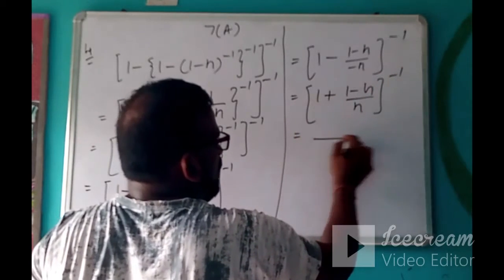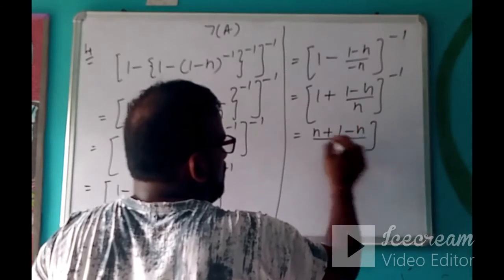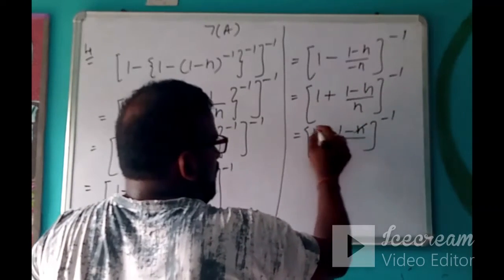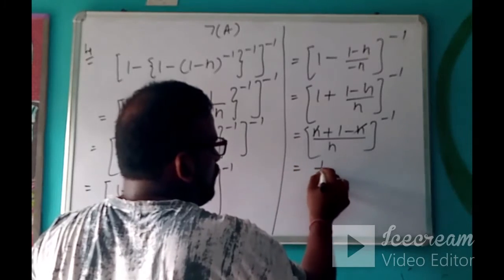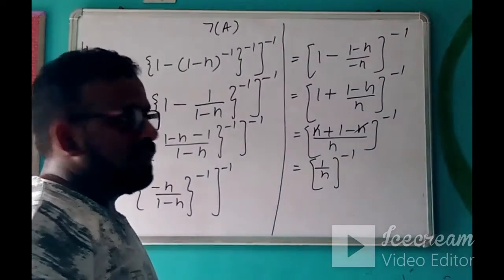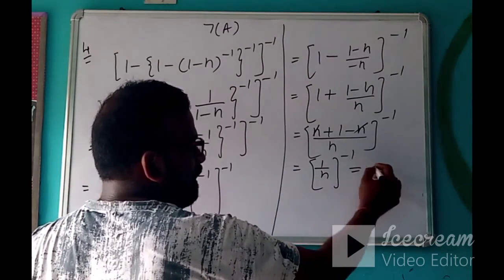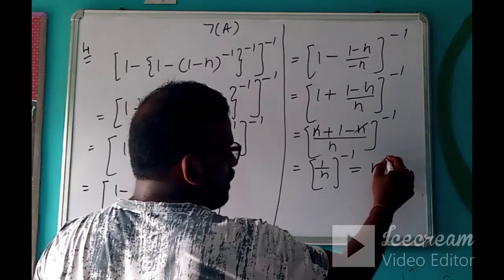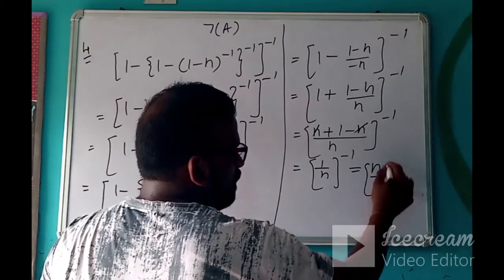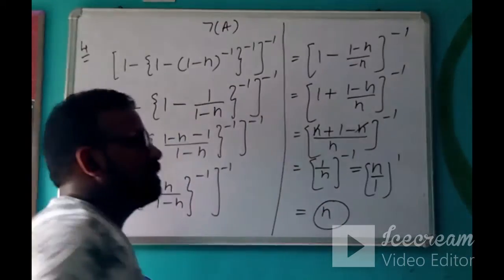Now we will take again LCM, n plus 1 minus n. So n and n cancel. What you will get? 1 upon n to the power minus 1. Again, in order to remove this negative exponent, we will take the reciprocal of n. So you will get n to the power 1, or answer will be n.